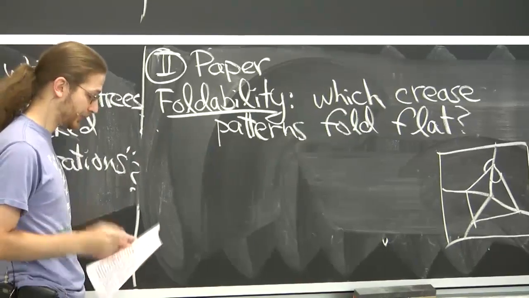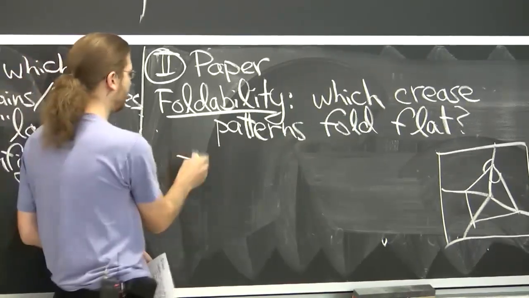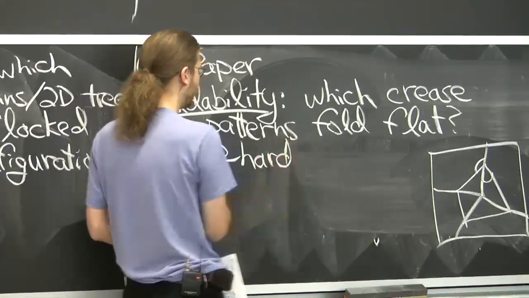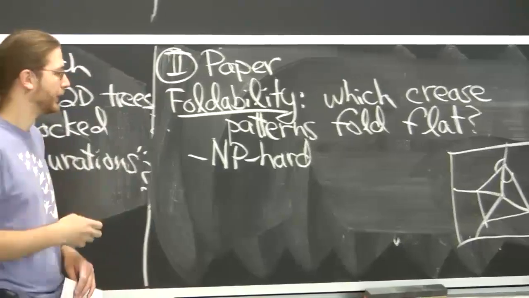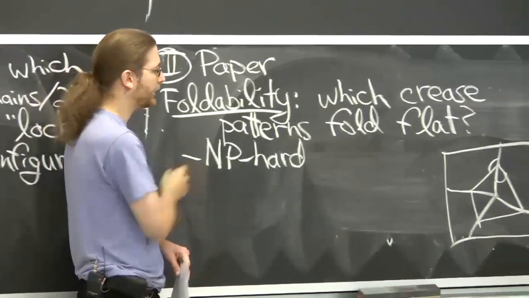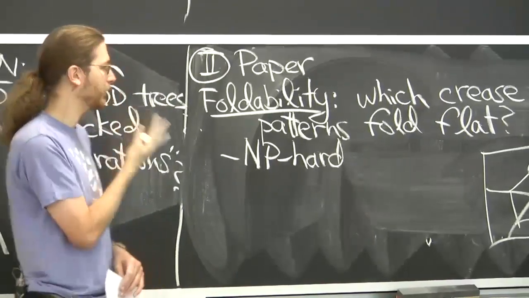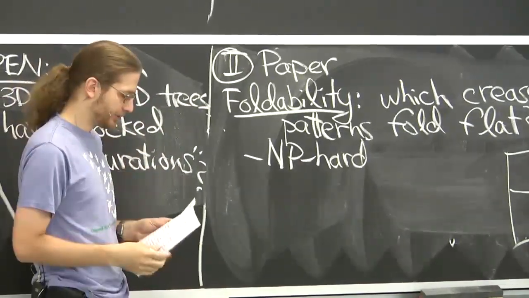But unfortunately, this is really hard. This is an NP hard problem. You've probably at least heard of P versus NP. Again, I'll define it later. But it means probably there's no good algorithm to solve this problem. It's really hard to figure out which crease patterns fold flat. It's kind of annoying.